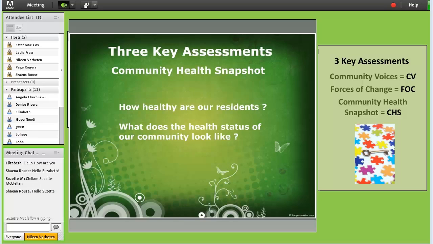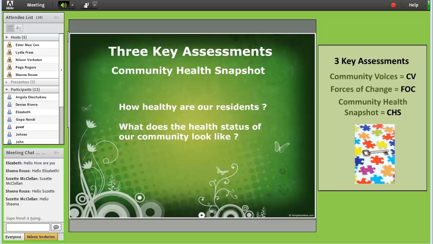So beginning with the community health snapshot, once this is completed, you will have answers to these questions. How healthy are our residents? And what does the health status of our community look like? So the result of this assessment is a strong understanding of the community health status as portrayed through quantitative data. During this stage, specific health issues and conditions are identified, for example, the high prevalence of obesity we mentioned earlier.